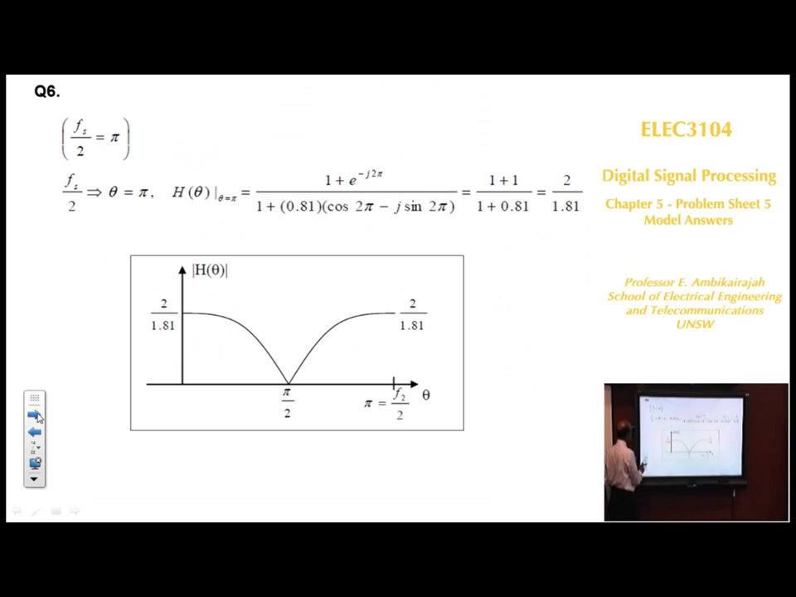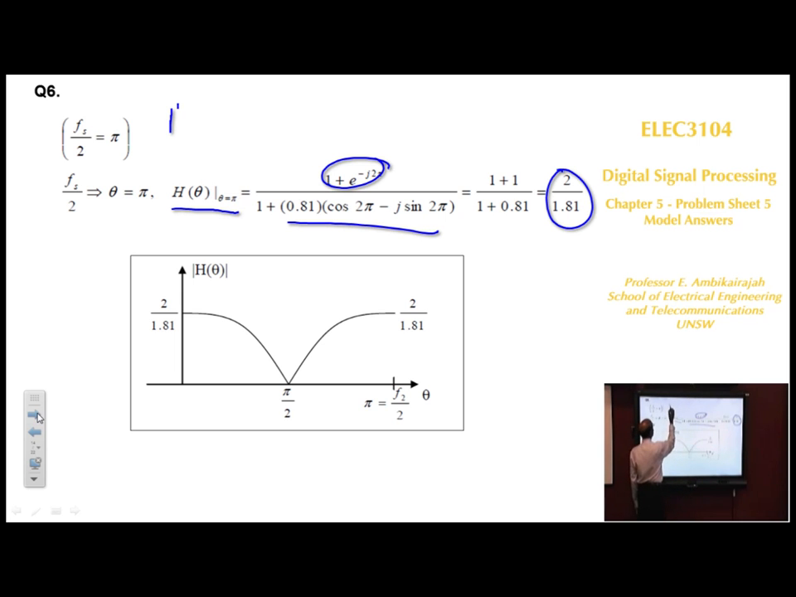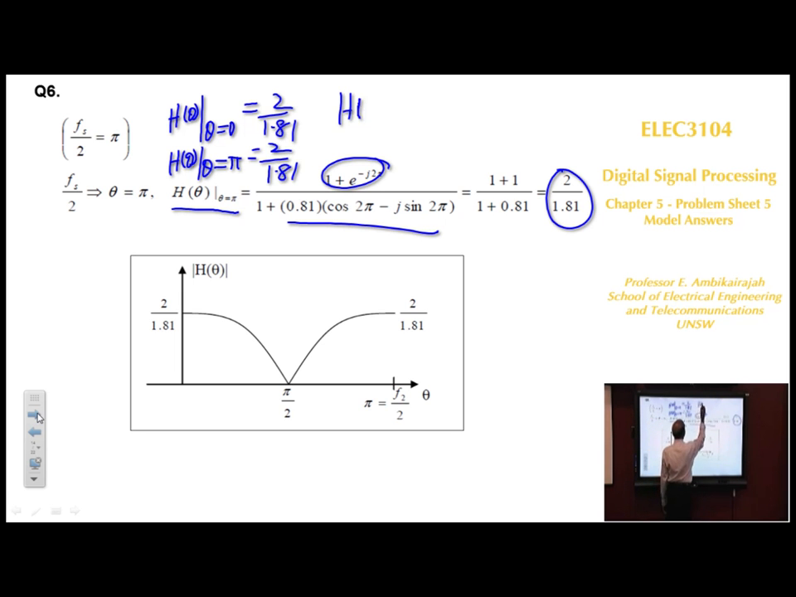So go to the next page. You find at theta equal to pi, what's the value? Same thing, you substitute same as what you did before. You get 2 over 1.81. So what's interesting is H(theta) at theta equal to 0 is also 2 over 1.81. H(theta) at theta equal to pi is also 2 over 1.81. But H(theta) at theta equal to pi over 2 is 0. So if you plot the maximum response, 1 there, 1 here, 1 there. So it's a perfect notch filter.